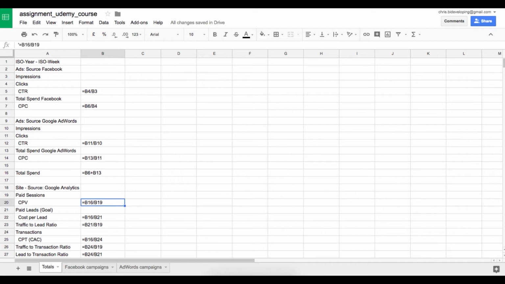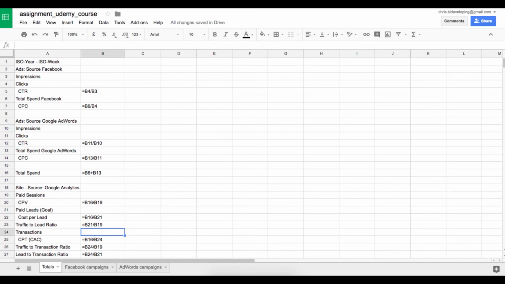Then, collecting the number of paid leads helps us to find the cost per lead. A lead could be a collection of an email address or a phone number. And then your sales team could contact this lead to try to sell your product. In Google Analytics, we can define a lead as a goal. Please Google how to make a goal on Google Analytics. The traffic to lead ratio shows how successful you are in turning a visitor to your site into a lead.